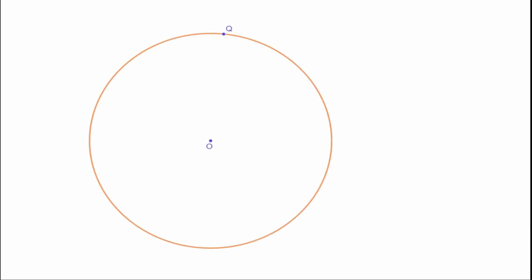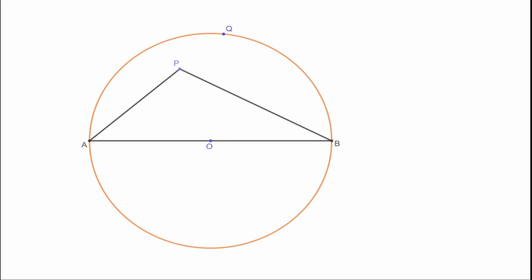Let us draw a circle and a diameter of this circle. Now let us join the ends of this diameter to a point inside the circle like this. What can you say about this angle P? Let us check. Let me extend this side to meet the circle. Now join Q to B. What can you say about angle Q? We know it is a right angle because it is an angle in the semicircle.